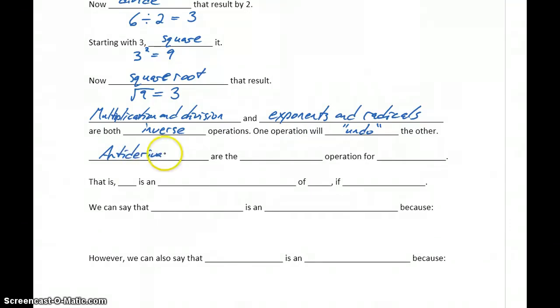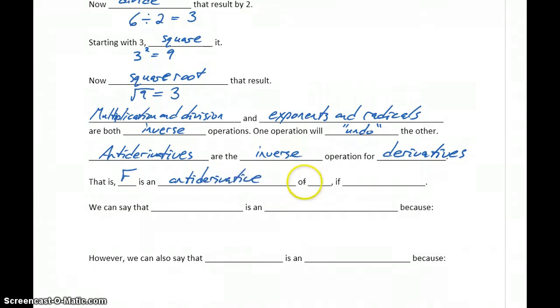So almost all mathematical operations have these inverse operations. Antiderivatives are simply the inverse operation for derivatives. So once we know how to take derivatives, we can figure out antiderivatives basically just by working those problems backwards. Another way to say that is some function capital F is an antiderivative of some function lowercase f if the derivative of capital F is equal to this function lowercase f of x.